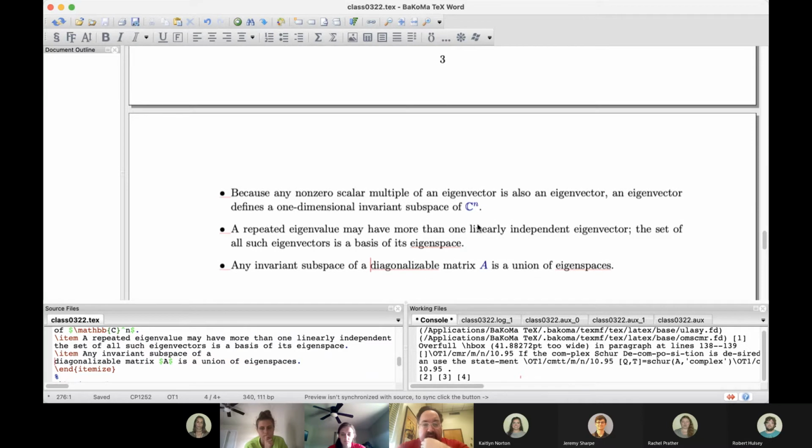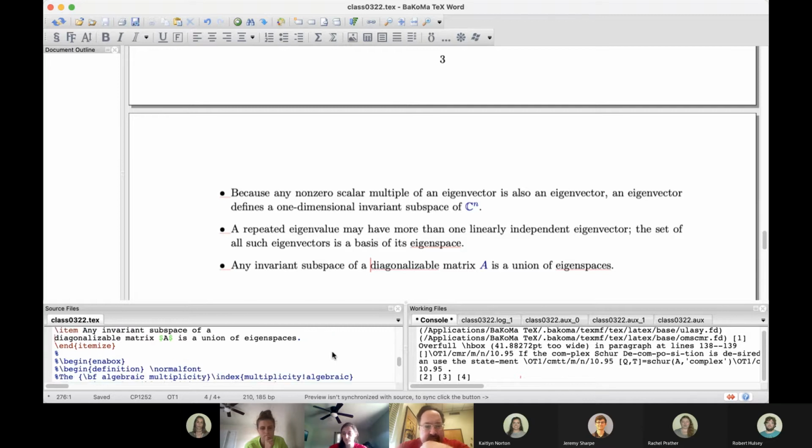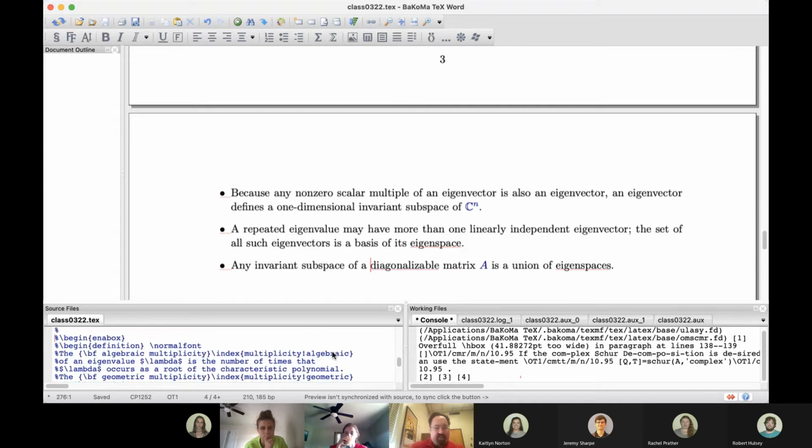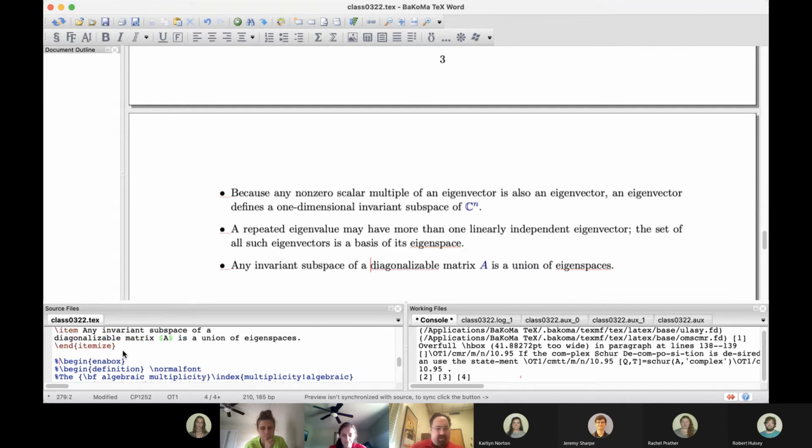So what you can say is any invariant subspace is a union of eigenspaces if a matrix is diagonalizable. So now I need additional definitions.